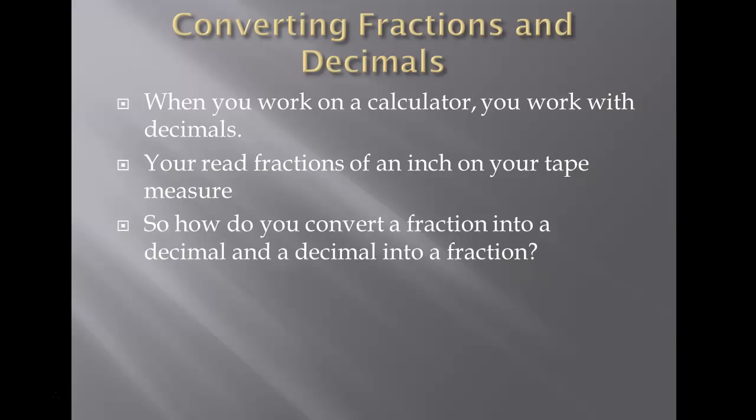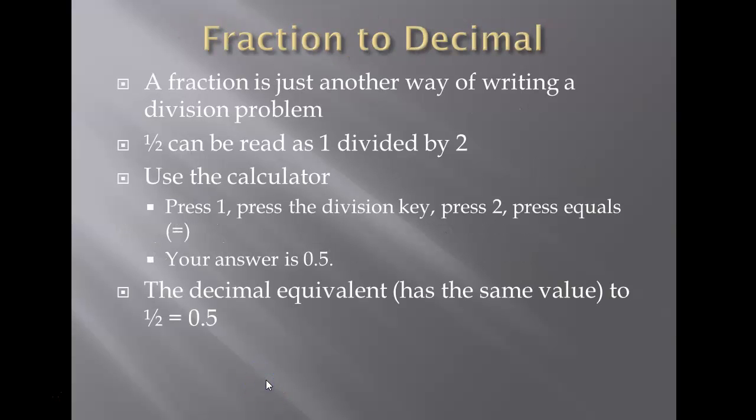When you work on a calculator, you work with decimals. You read fractions of an inch on your tape measure. So how do you convert a fraction into a decimal and a decimal into a fraction? A fraction is just another way of writing a division problem. 1/2 can be read as 1 divided by 2. Use the calculator. Press 1, press the division key, press 2, press the equals button. Your answer is 0.5. The decimal equivalent, which basically means that it has the same value, to 1/2 is 0.5.